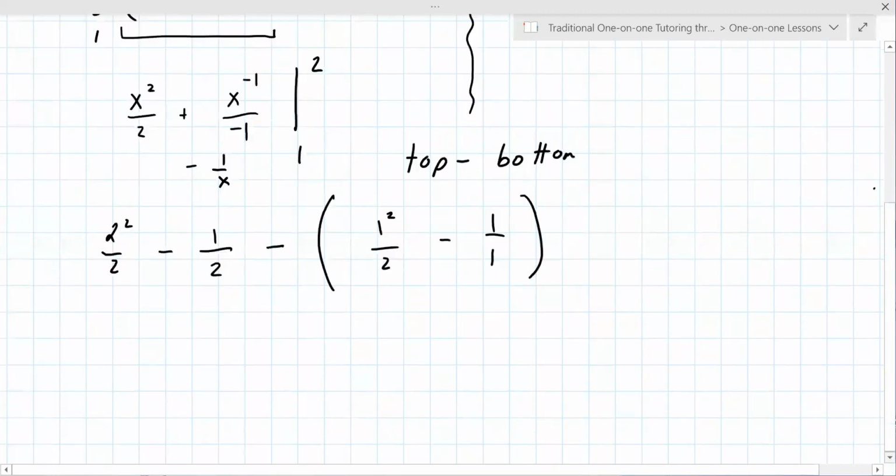Okay, and then from here you just perform the arithmetic. You get the number essentially. So this is 4 over 2, that's 2, minus 1/2. This is 1/2, so when you distribute the negative in, it's also minus 1/2. This is -1, but that makes it +1. So you have -1/2, -1/2, +1. Those all go away. So the final answer is 2.